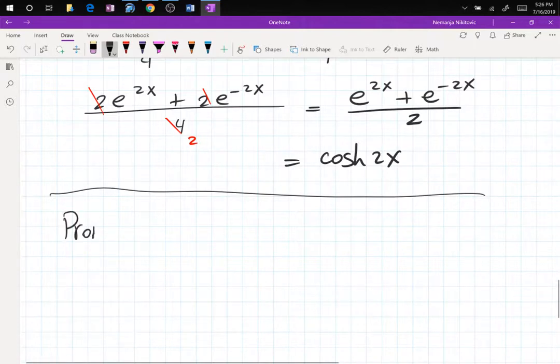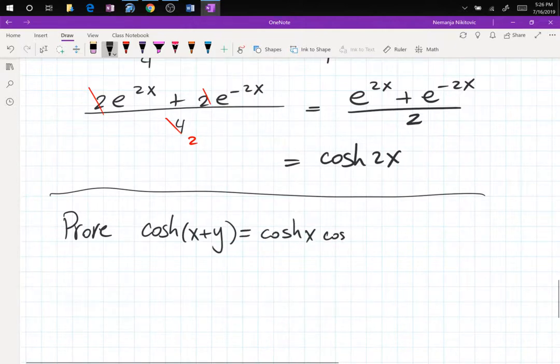Prove cosine hyperbolic of x plus y is equal to cosine hyperbolic x, cosine hyperbolic y, and then we have a plus. For the trig, it will be a minus. For hyperbolics, we have plus. And then sine of both. So sine hyperbolic x, sine hyperbolic y.